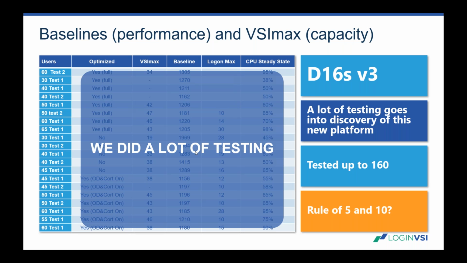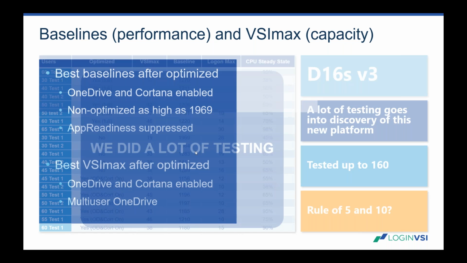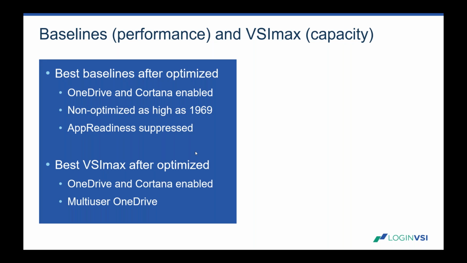Okay, let's take a look at the baseline performance in the VSImax. So after optimizing any Windows image, it's certainly going to be faster and snappier than a non-optimized system. And as I spoke before, OneDrive and Cortana remained enabled. When I show you some numbers, you'll be able to see the difference between a non-optimized image versus an optimized image.